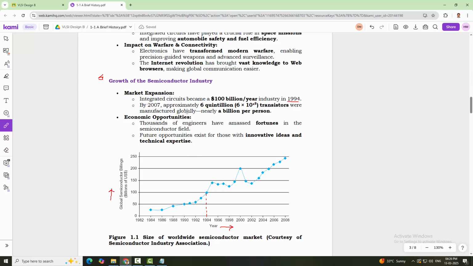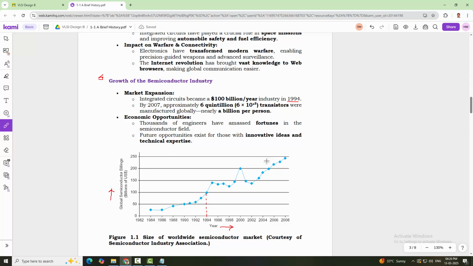By 2007, approximately 6 quintillion, 6 times 10 to the power of 18, transistors were manufactured globally, and that is nearly a billion transistors per person. That is the significant achievement which has happened with reference to the transistor and even the manufacturing.